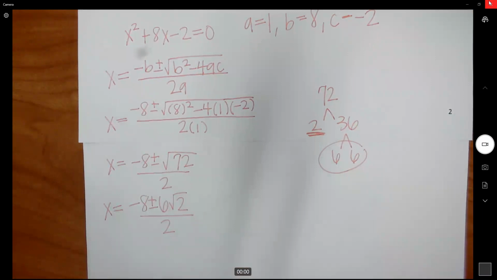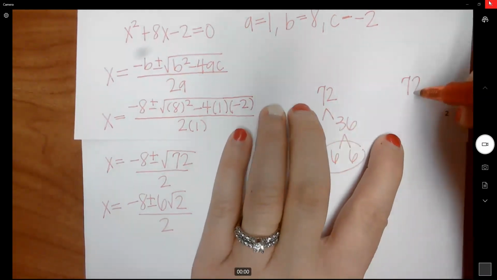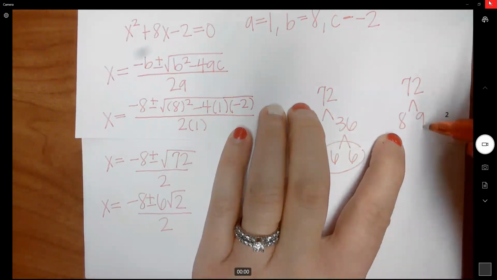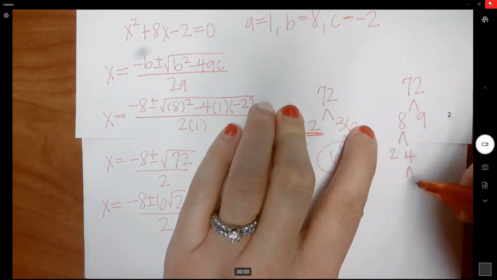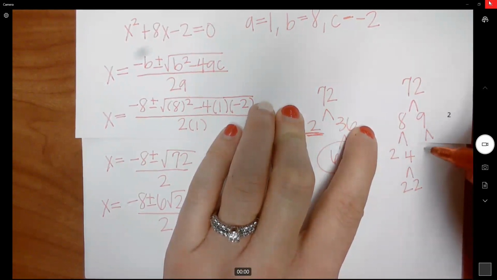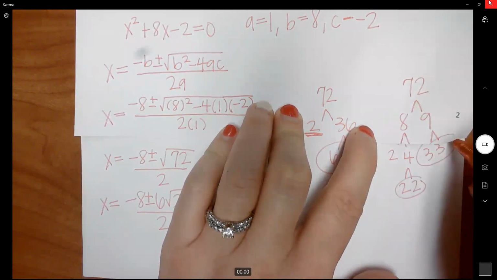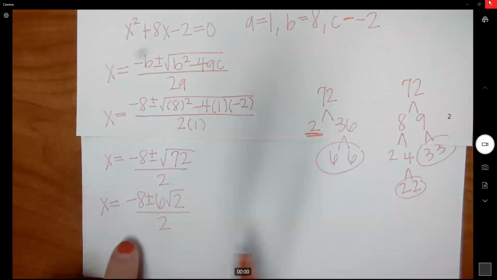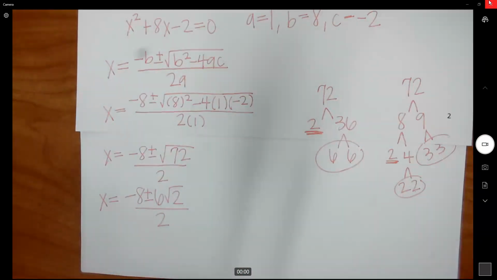And for the record, it does not matter how you break the 72 down. If we go 8 and 9, that's 2 and 4, which is 2 and 2. 9 is 3 and 3. We have a pair of 2s and we have a pair of 3s. So 3 times 2 gets me to this 6. And this 2 right here stays inside. Okay, so it doesn't matter how you break it down. Just make sure you break it down and you get your pairs.